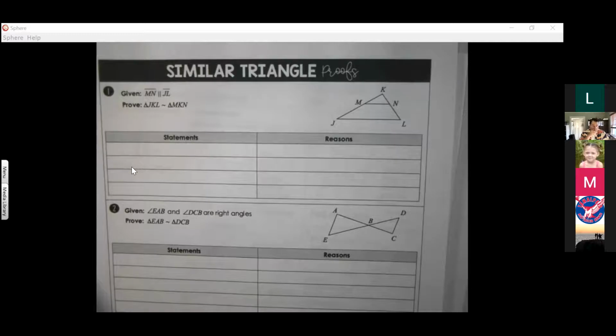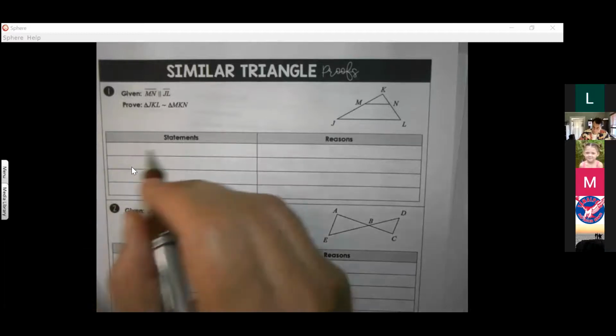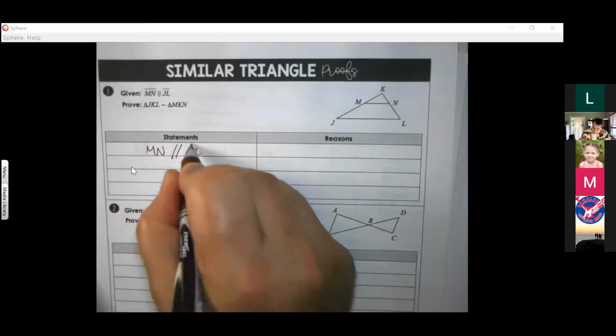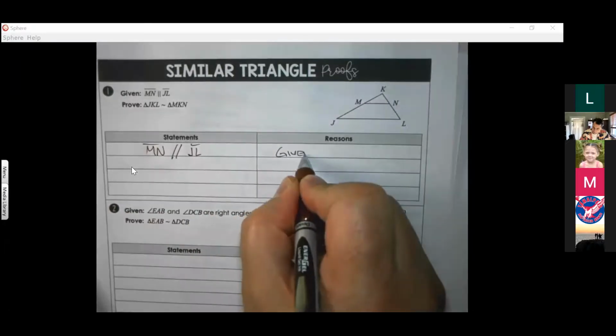So we're doing proofs here. You might remember a 2-column proof like this begins with some free information. What's the free information I can enter in there now? What do I get to put in here that's just free? I know it's easy, it's done. Good, thank you, Juliet, the given. So I can take this piece and say MN is parallel to JL, and that's my given.